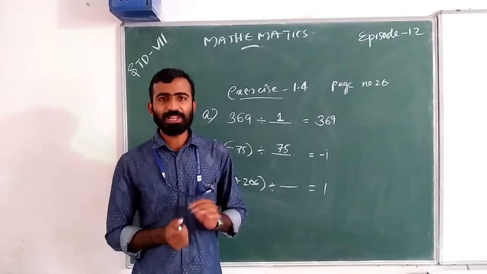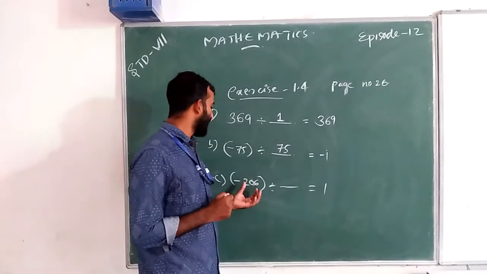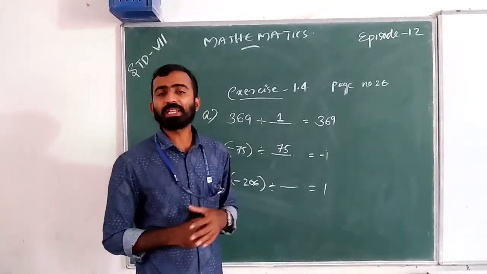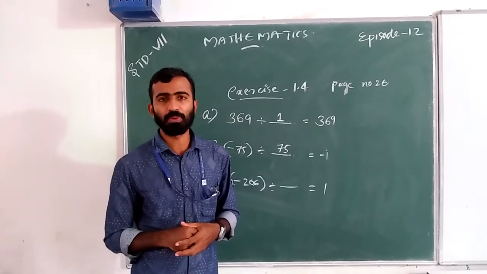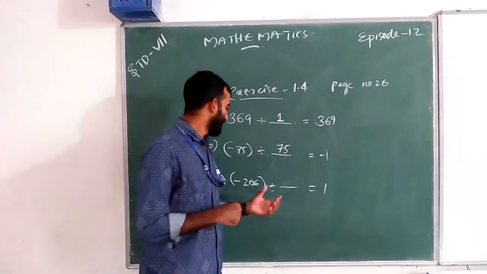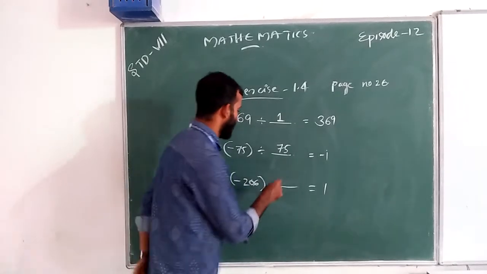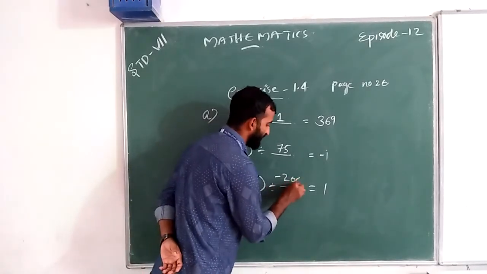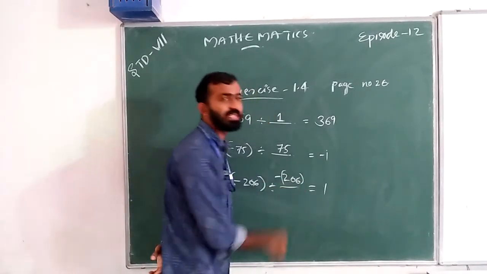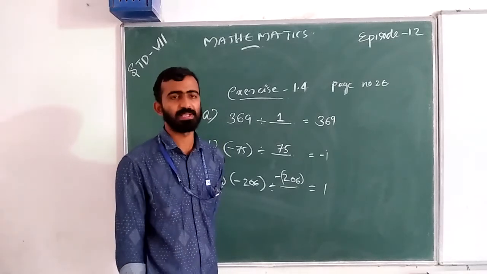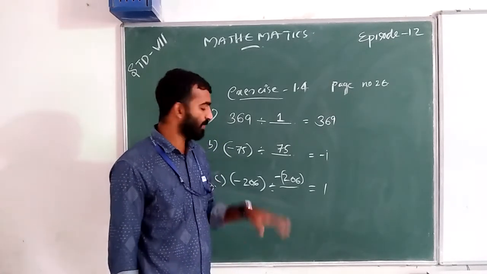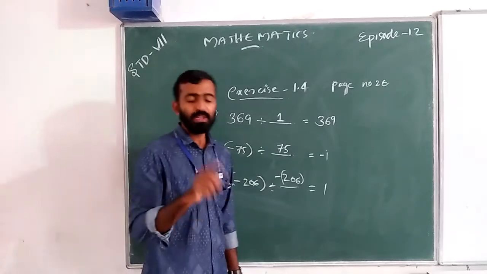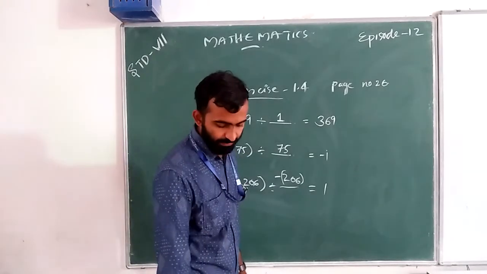In the previous class, we learned that when we divide two negative integers, we get the answer as positive. Then what is the answer? Here it is negative 206. The third one's answer is negative 206. And what is the next question?